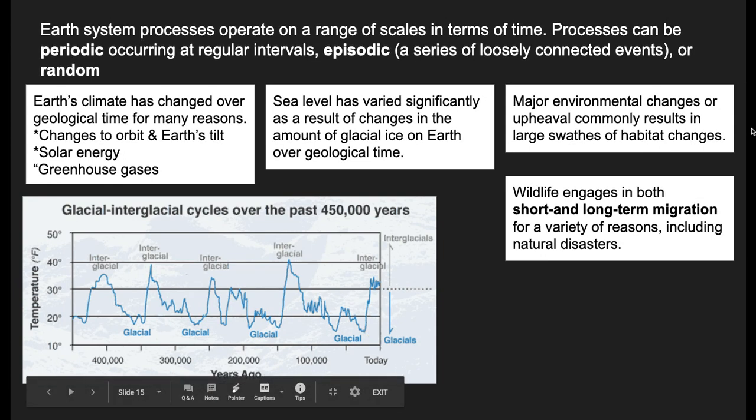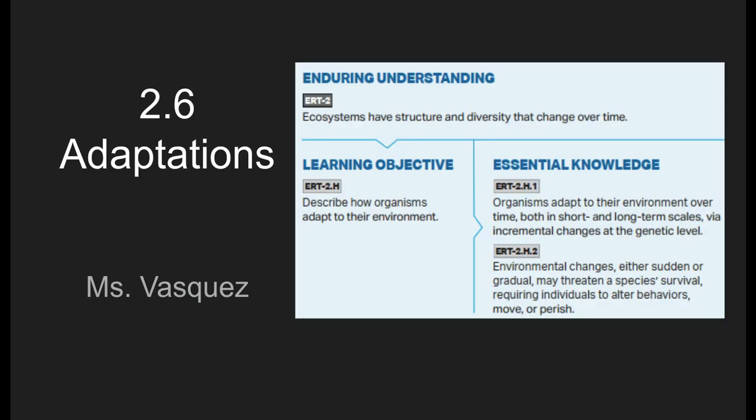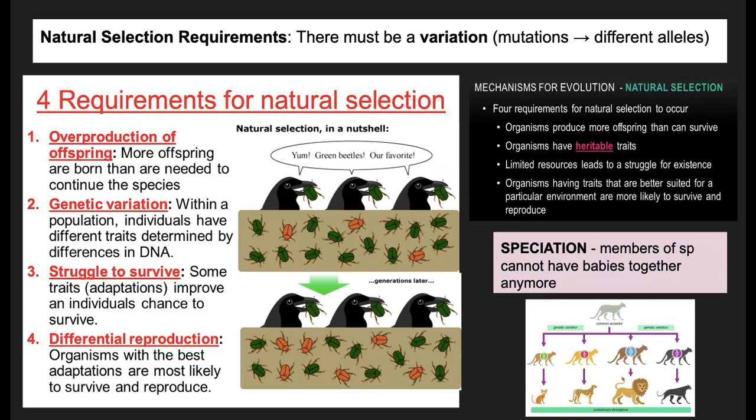And the major environmental changes or upheaval commonly results in large changes of habitat. So the wildlife also engages in both short and long-term migration, depending on temperature, depending on seasons. So it also includes natural disasters. But almost there. 2.6, adaptations.